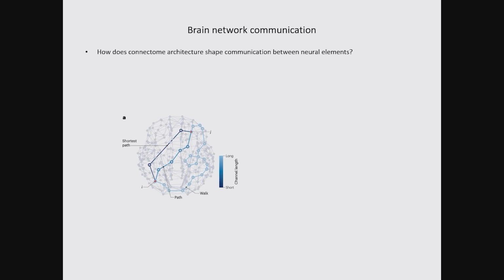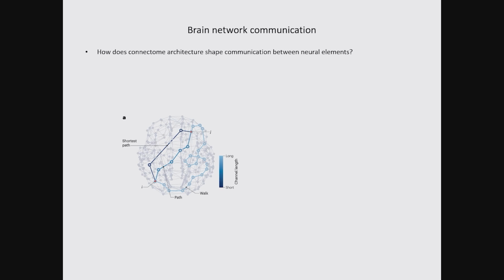Cool. And the last thing I want to talk about is brain network communication. This is sort of my primary interest. And the question is, how does connectome architecture shape communication between neural elements? So here we have a human connectome. We have two nodes, i and j, and they are not connected by a white matter tract here. And you might imagine that these two nodes are nonetheless functionally connected under some sort of behavioral paradigm. And the question becomes, how is it that the underlying structure of white matter connectivity facilitates communication or flow of information between these two regions?